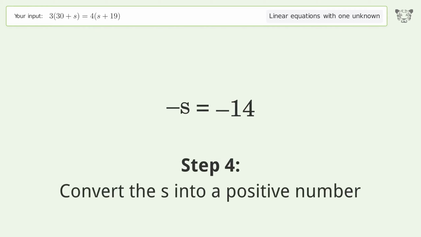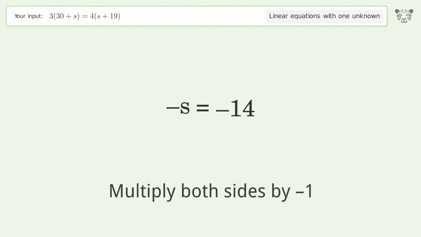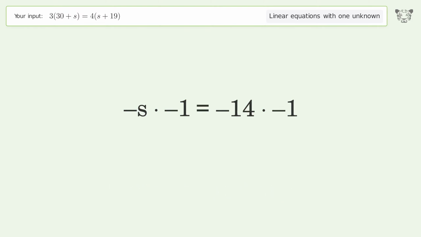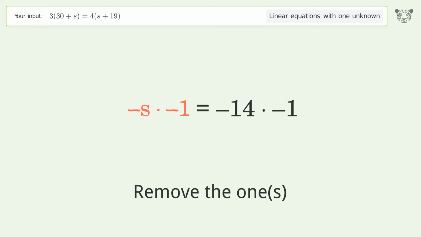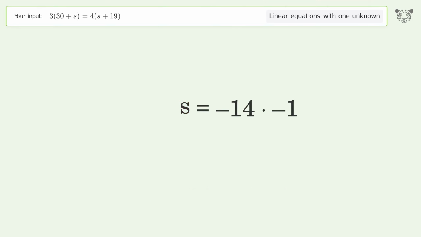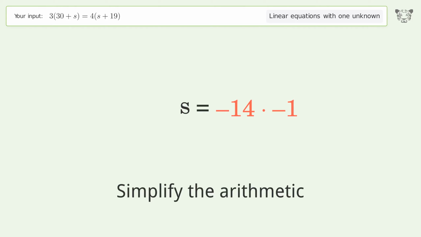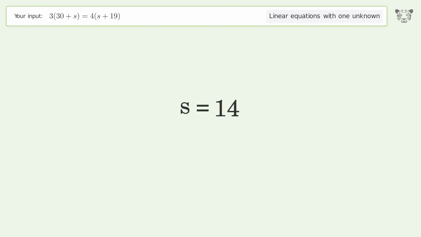Convert the s into a positive number. Multiply both sides by -1. Remove the ones. Simplify the arithmetic. And so the final result is s equals 14.